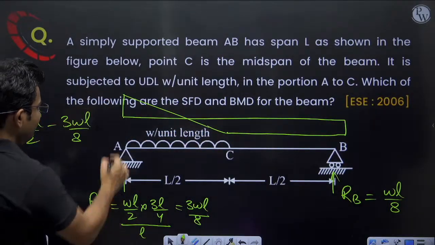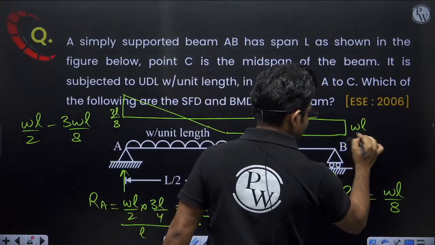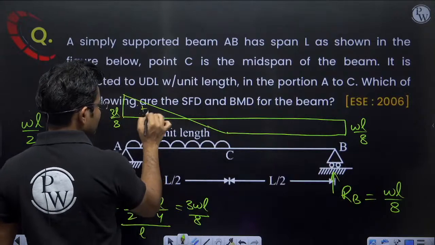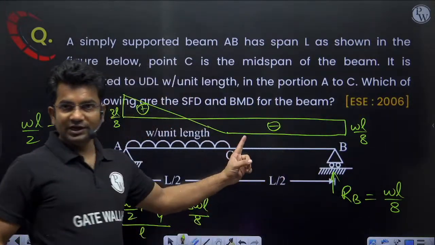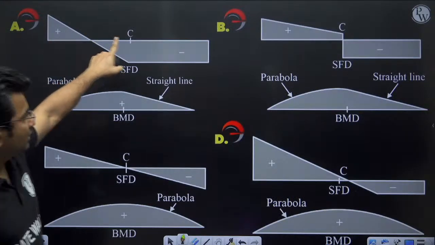Here it will be 3WL by 8. Here it will be WL by 8. Okay. This will be positive, this will be negative. Shear force diagram clear or not? So this is the shear force diagram.